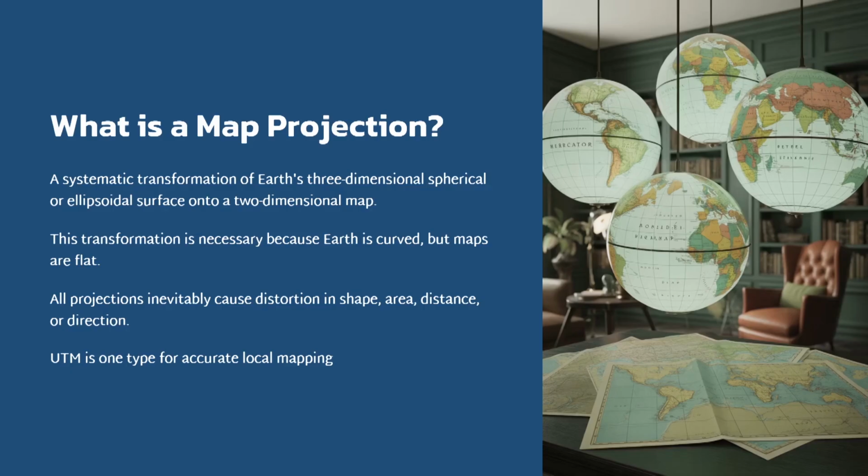Okay. So, last class we had a discussion on map projections. Let us have a small recap on this. So, what is map projection? It is a systematic transformation of the earth's 3-dimensional spherical or ellipsoid surface onto a 2-dimensional map. So, look at the picture here.